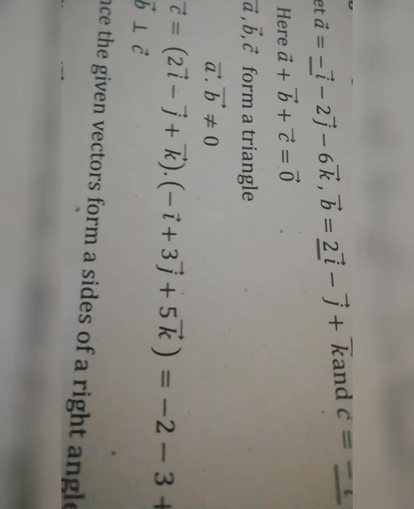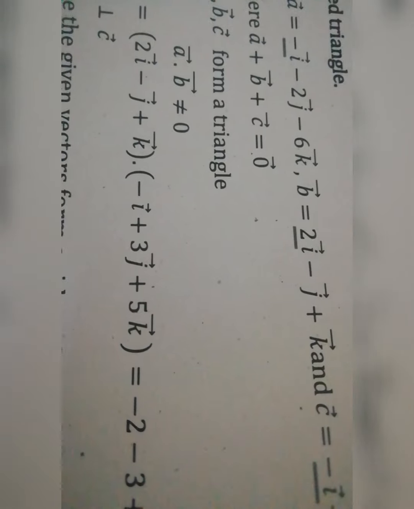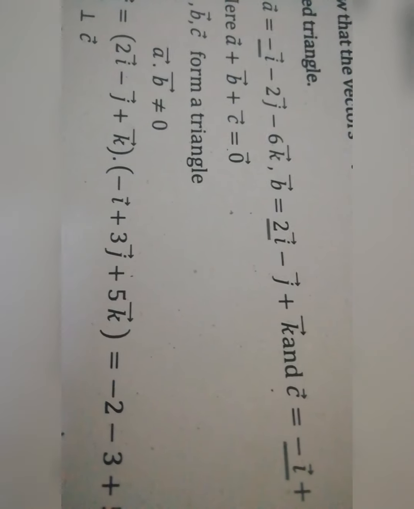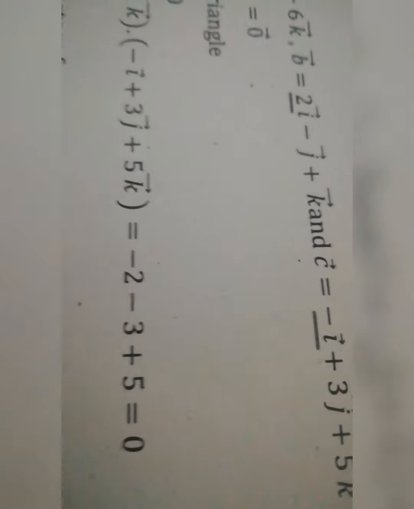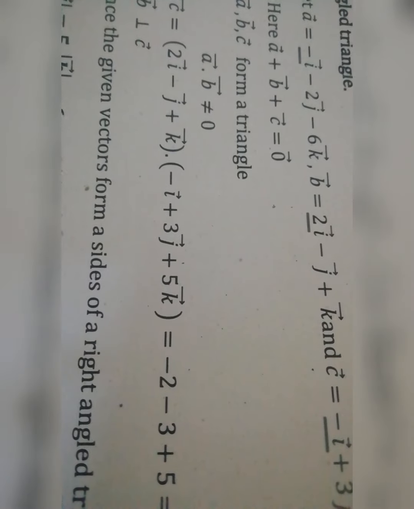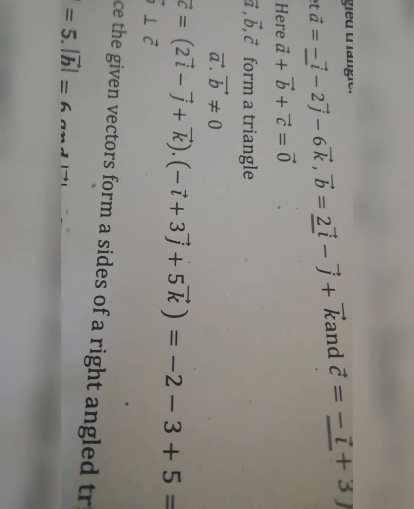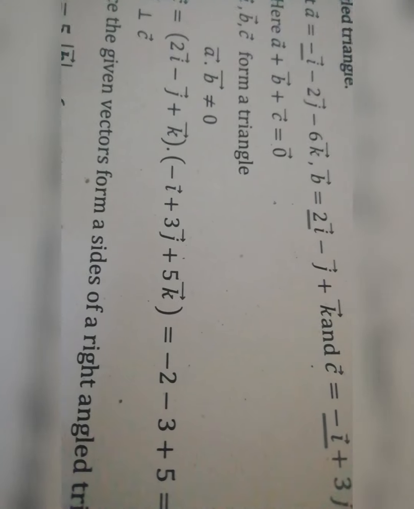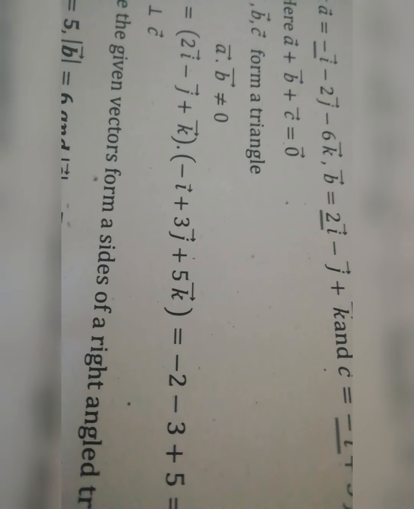Next, right angle triangle. If it is a right angle triangle, any one of the angles is 90 degrees. 90 degrees means the dot product is 0. So you can see a vector dot b vector, we never get 0. What is the reason? Minus 1 into 2, minus 2. Minus 2 into minus 1, plus 2. Minus 6 into 1, minus 6. We get the answer minus 6 only.